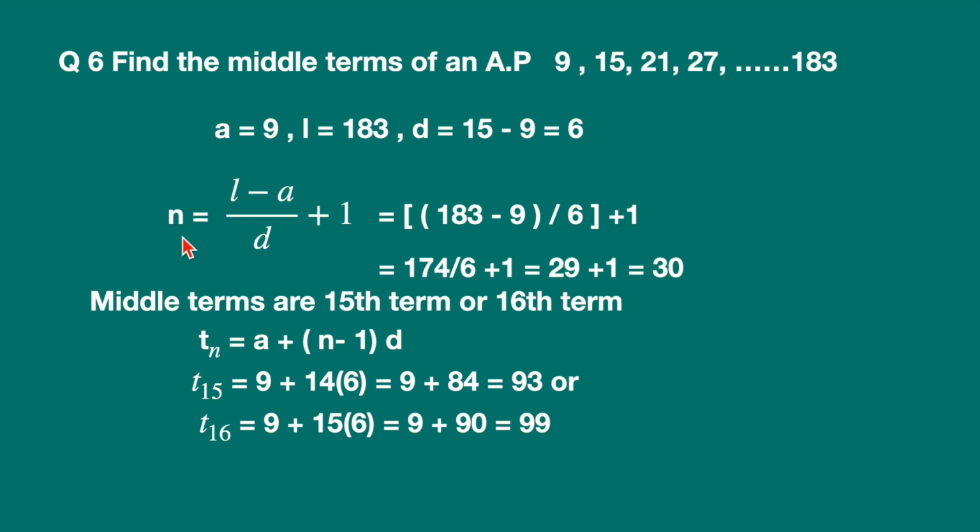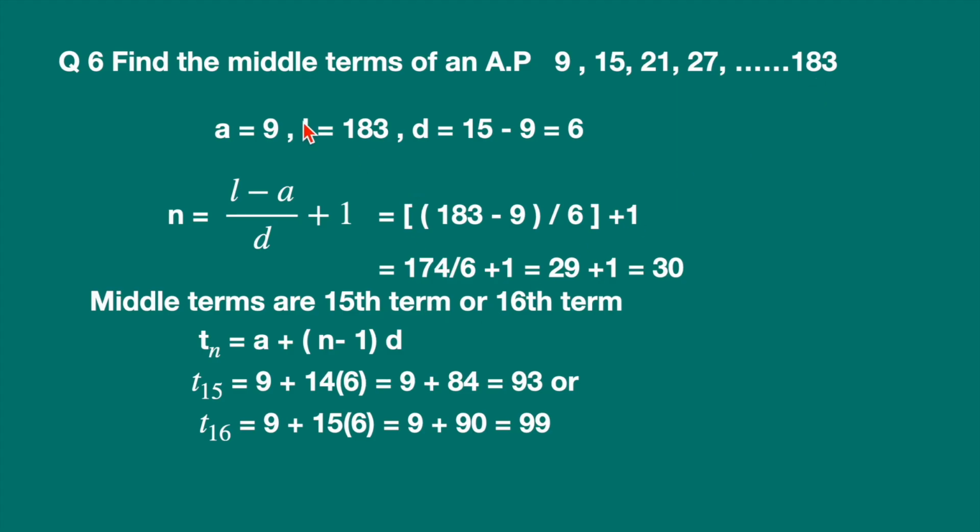So we are going to use this formula: n is equal to (last term minus the first term) divided by d, plus 1. 183 minus 9, the first term, divided by 6, that is d. First do this and then you should add 1. So first simplify this, you will get 29. Then you should add. Be careful: what is within the bracket you should do first, then you should add 1. So you get 30. So 183 is the 30th term.